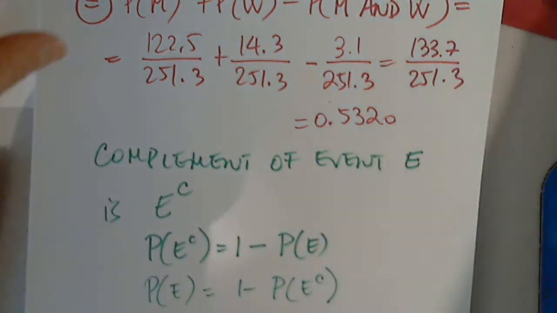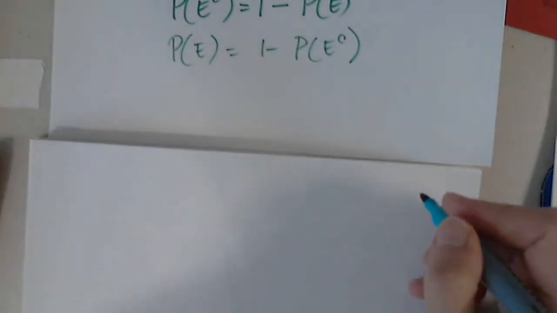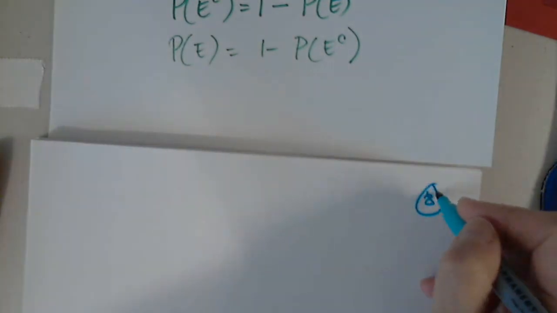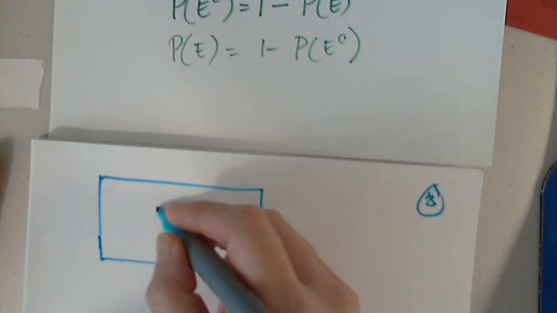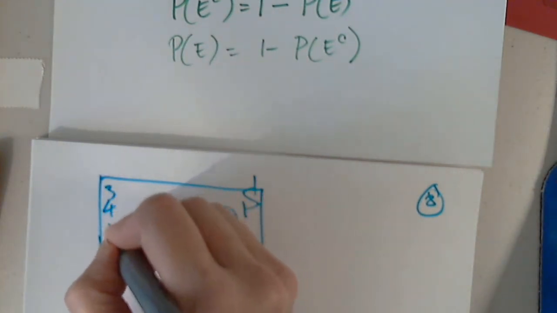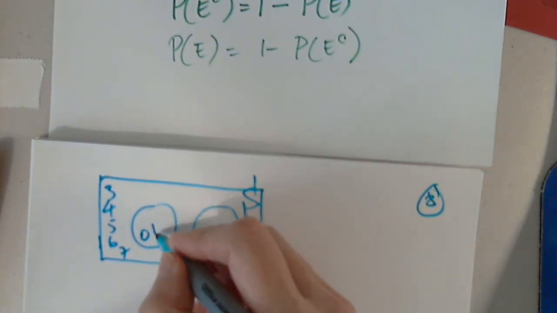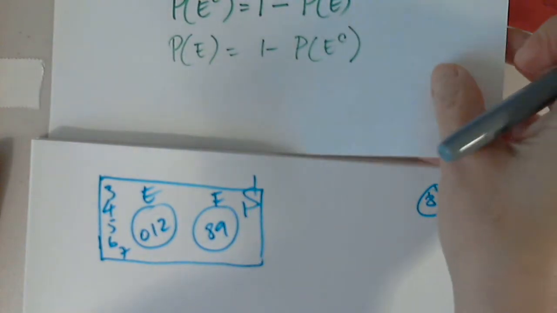So I'm back and I'm going to graph it again. You don't have to go back to the previous pages. I'm going to copy it here. So here it is. Our first example was this. Sample space, 3, 4, 5, 6, 7, 0, 1, 2, 8, 9, and this is E and this is F.